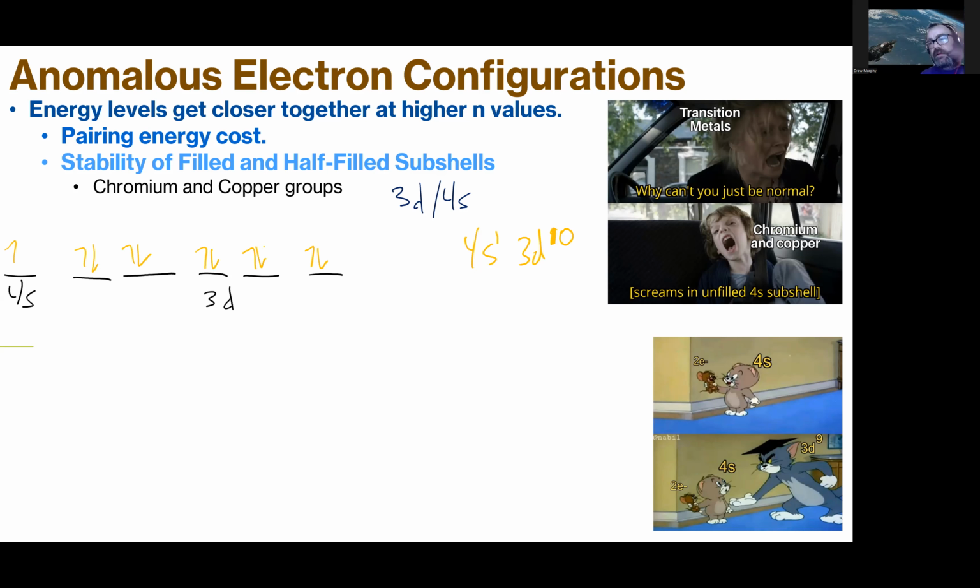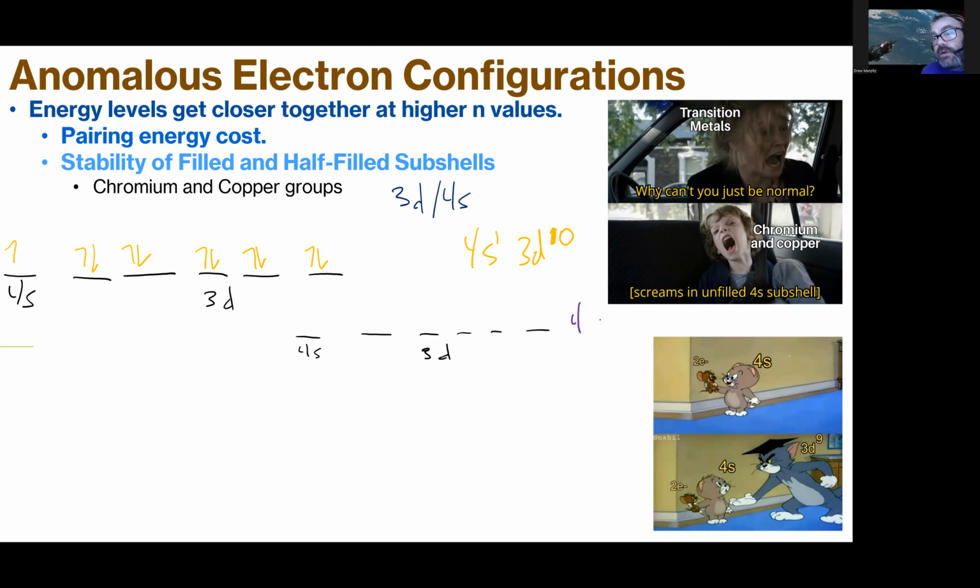The same kind of idea is true for chromium. 1, 1, 2, 3, 4, 5. So this is 4s, 3d. And if we look at chromium, chromium wants to be.